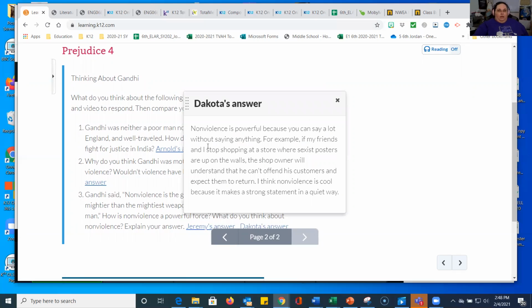Dakota's answer. Nonviolence is powerful because you can say a lot without saying anything. For example, if my friends and I stop shopping at a store where sexist posters are up on the walls, the shop owner will understand that he can't offend his customers and expect them to return. I think nonviolence is cool because it makes a strong statement in a quiet way.